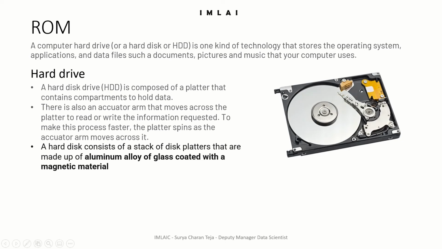This arm moves across the platter to read or write the information requested. To make this process faster, the platter spins as the actuator arm moves across it. So far, so good, brilliant. And that platter or disc is made up of aluminum alloy or glass and coated with a magnetic material.